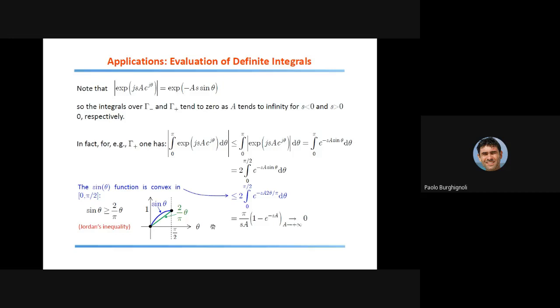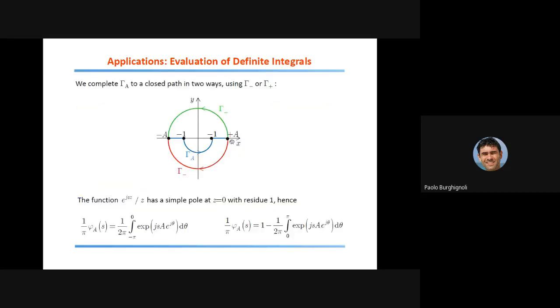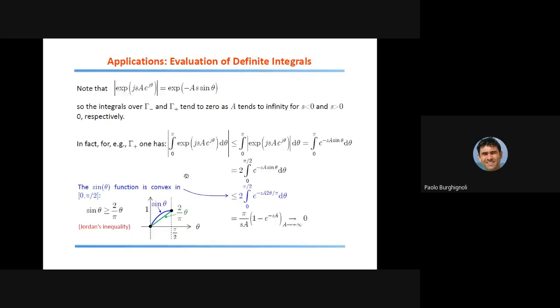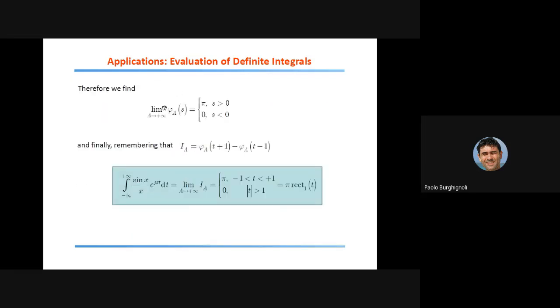So we have proved that the value of the integral around the upper half circle, the green one, goes to 0 when s is a positive number. With a similar reasoning, you will discover that the same happens for the red half circle when s is a negative number. Once we have this, it's easy to see that our function phi of s is equal to pi when s is positive and is equal to 0 when s is negative.